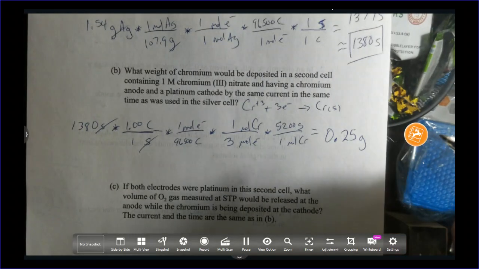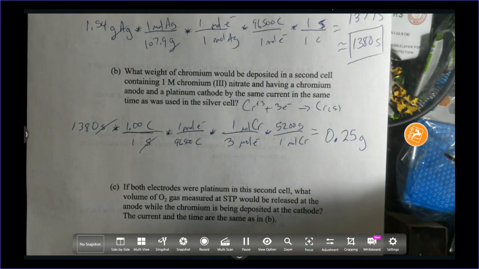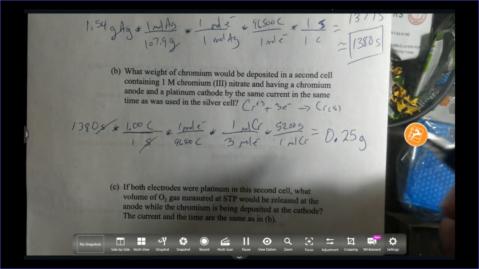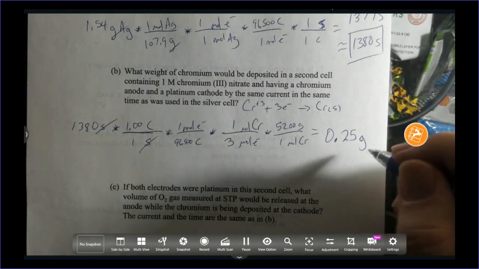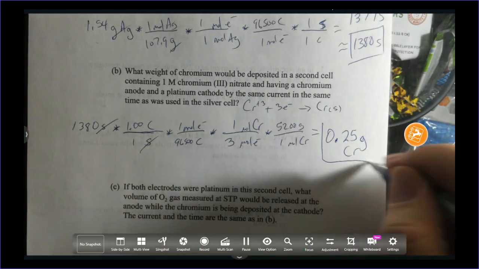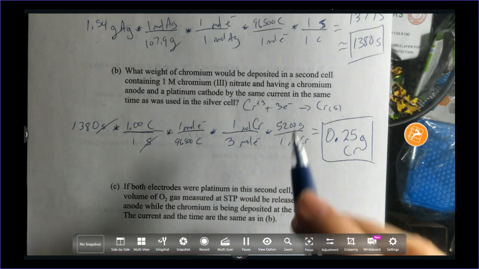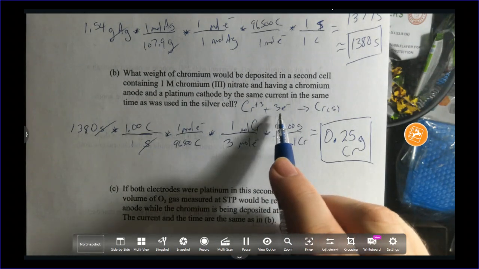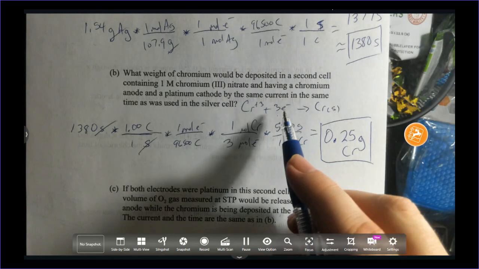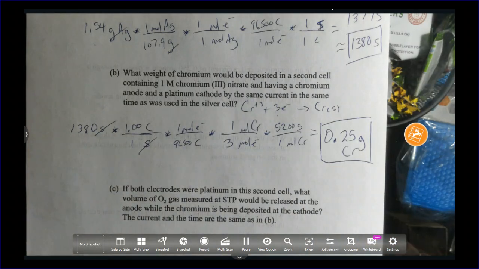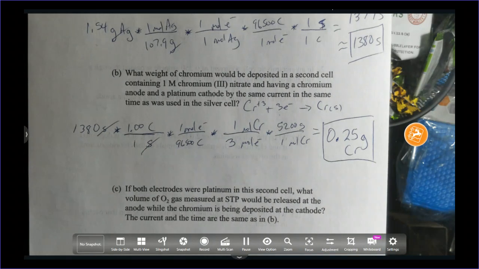You may have something a little bit higher than that, maybe 0.26 or 0.27. But either way, that's all the chromium we get compared to the 1.54 for silver. And that's because it chews up more electrons. So you have to pump more total charge into this one. So at the same rate of charge being introduced, you're not going to get as much out of it.